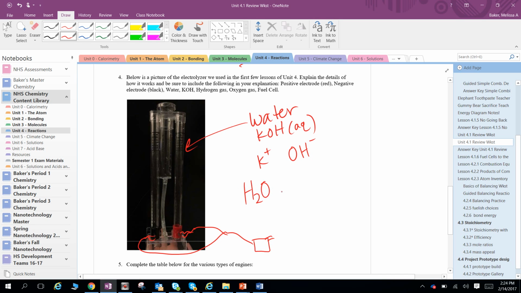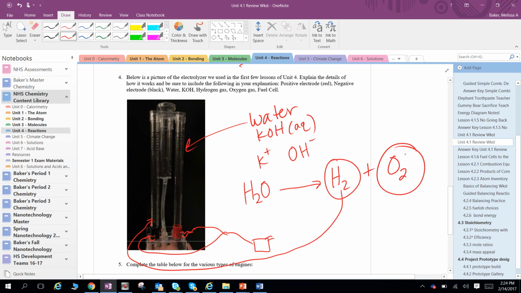In that process, we were breaking the bonds between hydrogen and oxygen and rearranging them to form hydrogen and oxygen gas. The hydrogen started building up on the black electrode side, the negative electrode, and the oxygen started building up on the red side. And we could definitely see that there was a 2-to-1 ratio of hydrogen gas to oxygen. And that's because for every molecule of water, there are 2 hydrogens for every 1 oxygen.